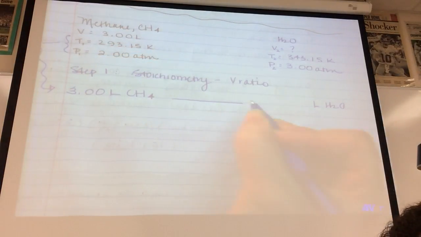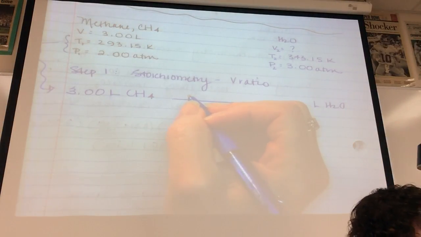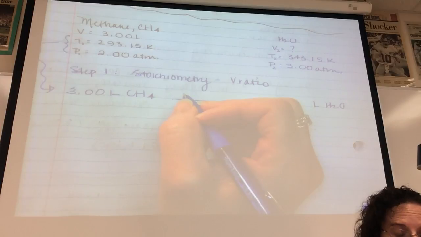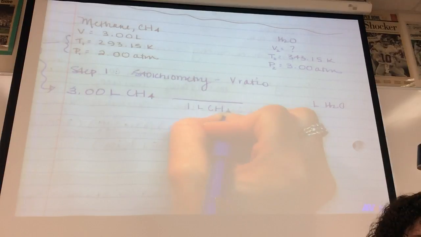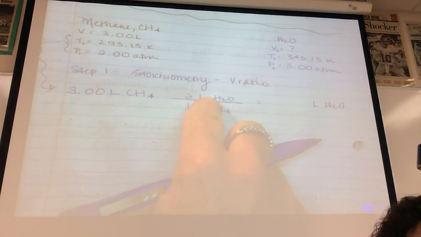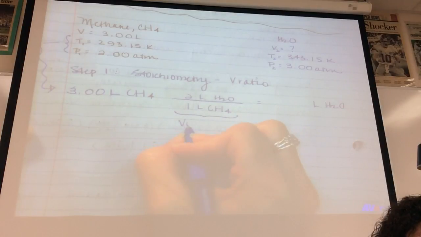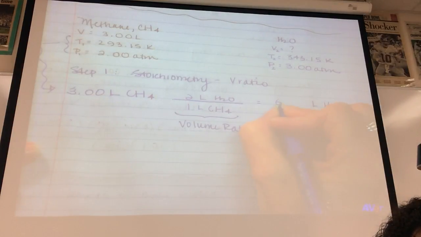This is just a volume ratio, very straightforward from the balanced equation. If they don't give you an equation, which I didn't in the next problem, then you need to write one and balance it. So here you have 1 liter of methane and you will generate 2 liters of water. For the 1-to-2 volume ratio, and again, this is a volume ratio as we mentioned the other day, 2 times 3 means under the first set of conditions, you have 6 liters of water.